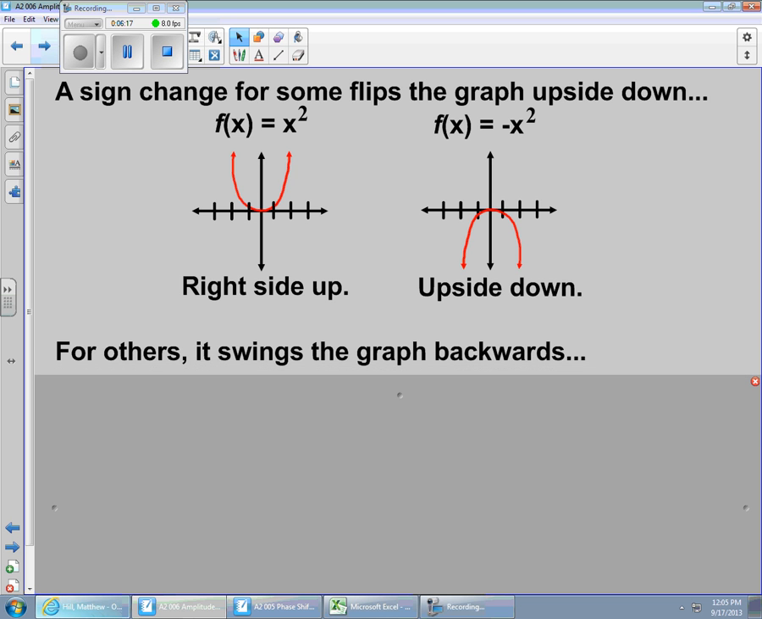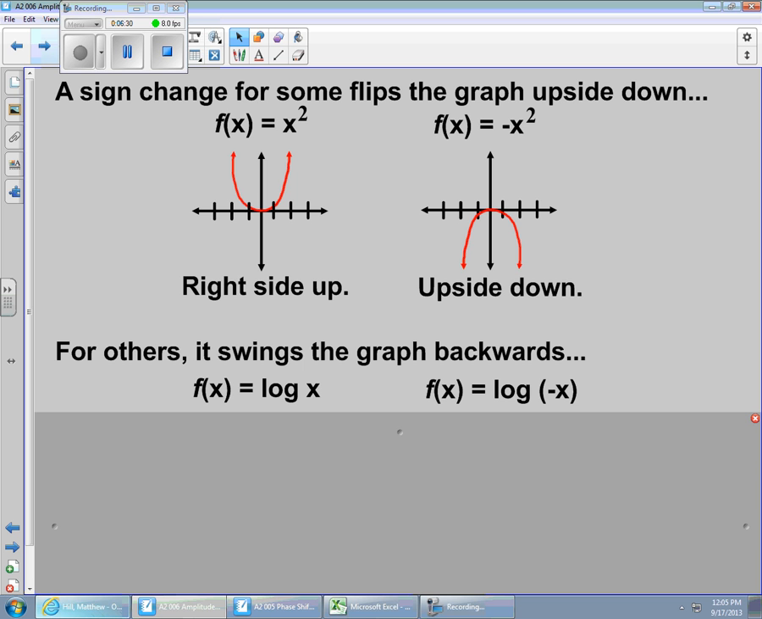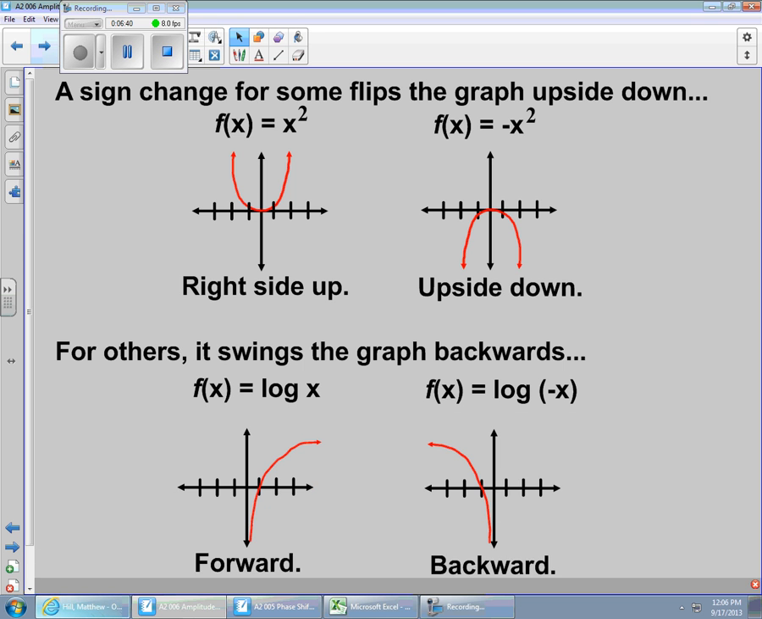But there are other situations where changing the coefficient from a positive value to a negative value doesn't turn the graph upside down, it actually swings it around backwards. So let's look at the parent function, y equals logarithm of x, and compare it to y equals the logarithm of negative x. Let's look and see what that did. So you can see it doesn't have the same effect. The same change made to certain equations does not have the same effect on other equations.